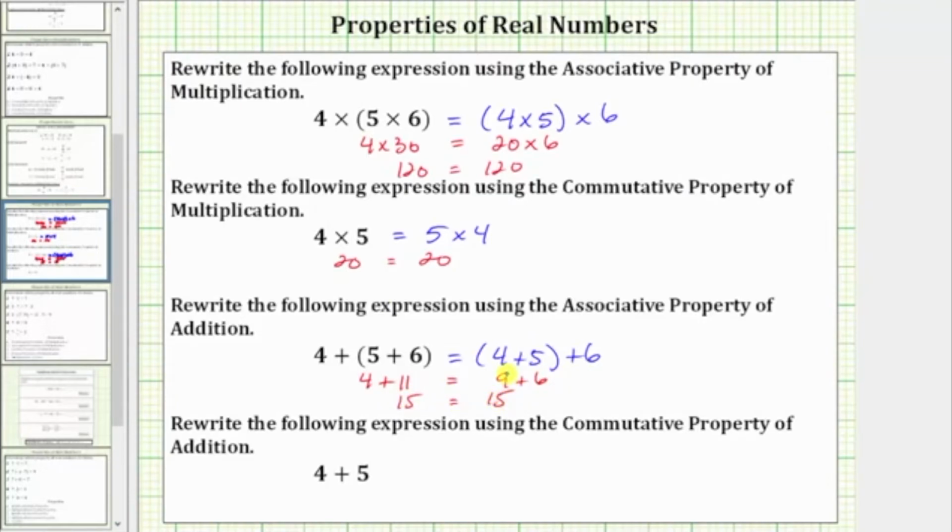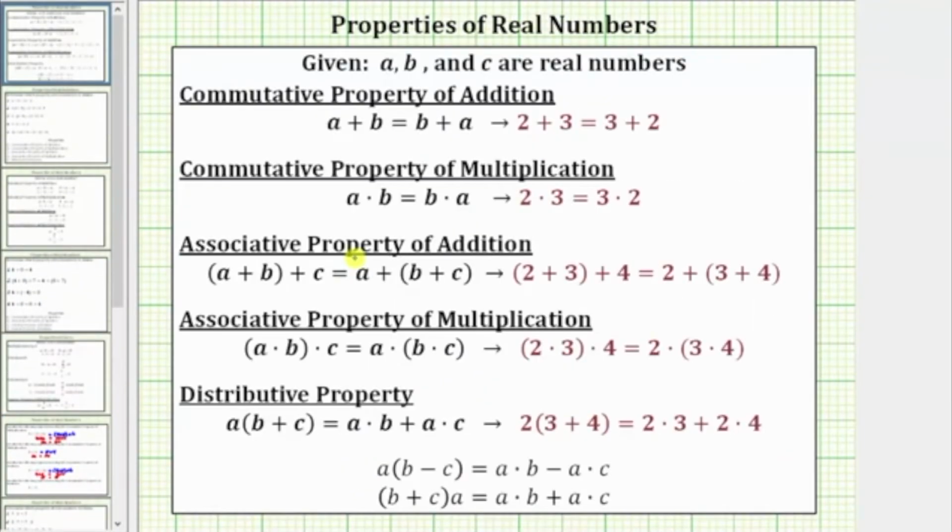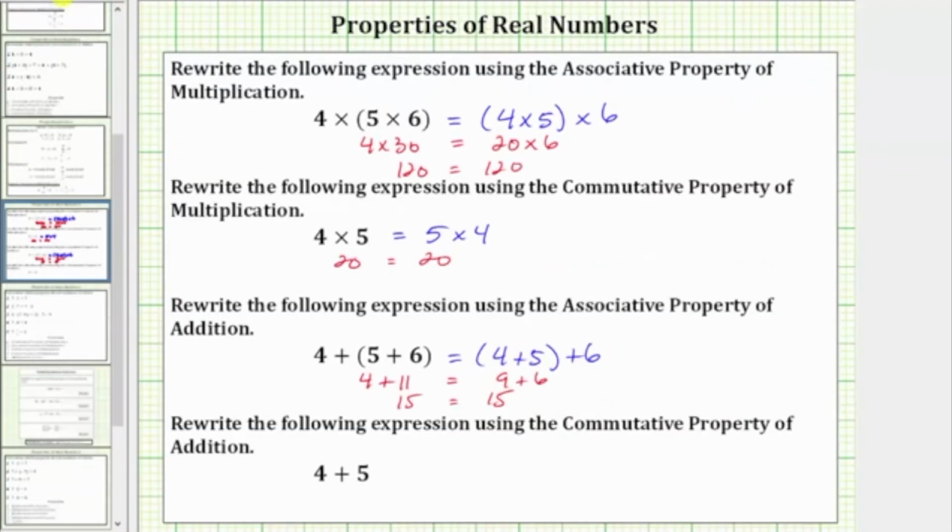And for the last example, we are asked to rewrite the following expression using the commutative property of addition. We are given the expression 4 plus 5. The commutative property of addition is a plus b equals b plus a. The commutative property of addition involves changing the order of a sum. Applying the commutative property of addition, 4 plus 5 equals 5 plus 4. Notice both sums are equal to 9.